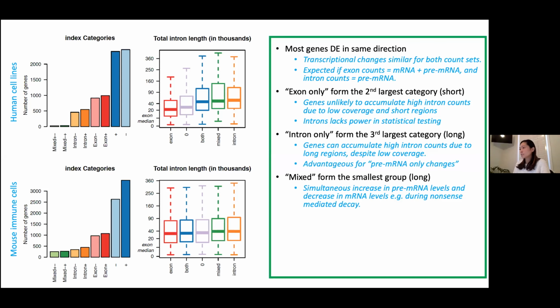As you can imagine, the opposite is true. When we're looking at the intron-only genes, then even if there's very low coverage in those intronic regions, because it's got a very long region, it could accumulate quite high counts. This is particularly advantageous if we're looking at signal that's only in the pre-mRNAs, because we expect that the pre-mRNA signal to be still a fairly small proportion of the mature mRNAs that's in the data set.